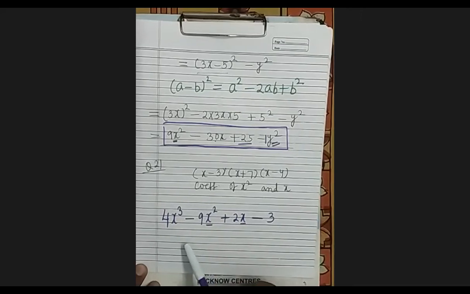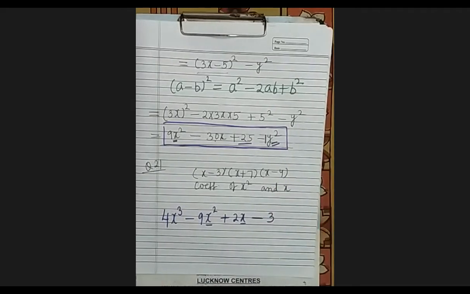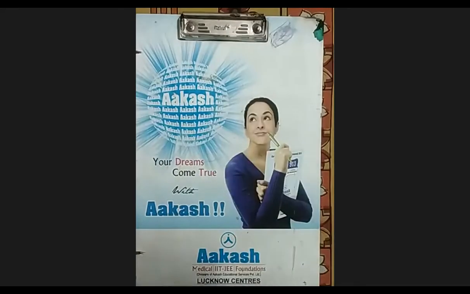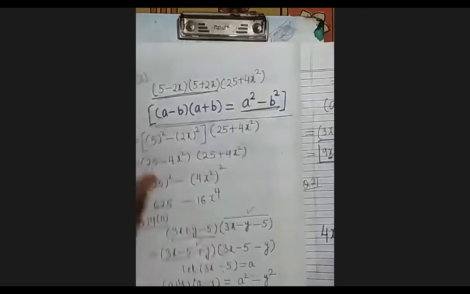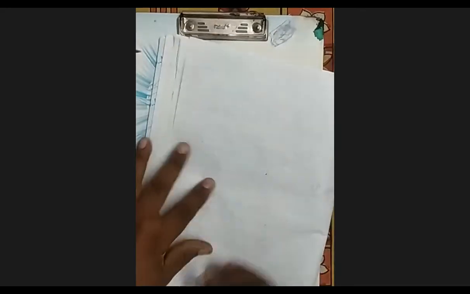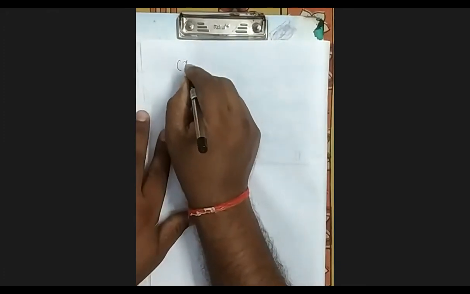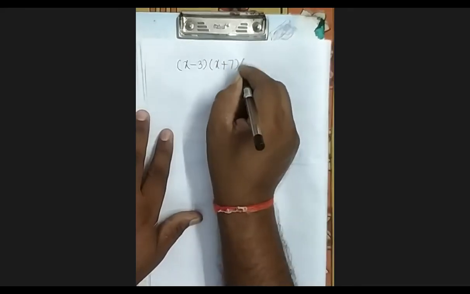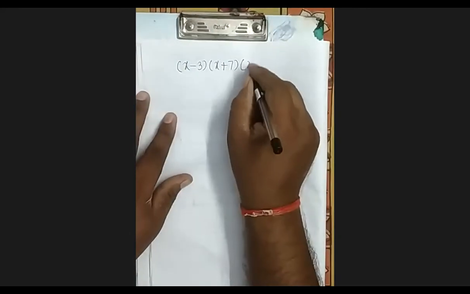The number including sign. If there is no number, then it will be taken as 1. So you can see here you have to find the coefficient. First you simplify. It is (x minus 3) into (x plus 7) into (x minus 4).